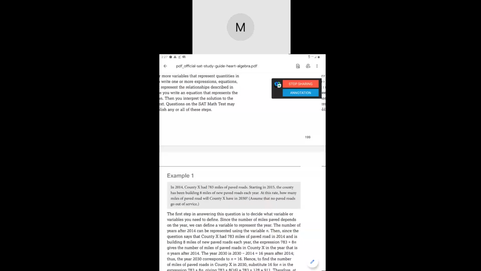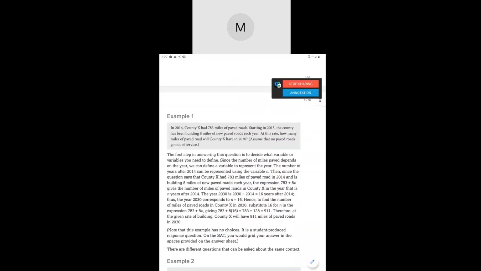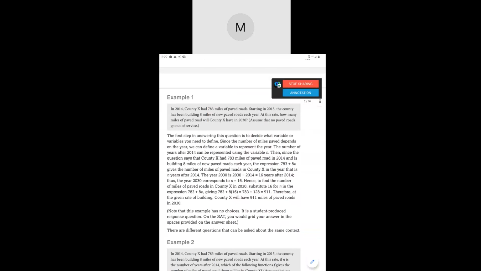And once you do this multiplication, that should give you your final answer as to what the total number of miles would be for this paved road. So let's do the multiplication quickly. Here, 8 times 16 is equal to 128, and then I'll do plus 783, which gives me 911 as my final answer. And again, this is in miles. So I hope that question made sense. I'll just scroll down so we can confirm our answer, which is 911, and then we'll move to the next question.